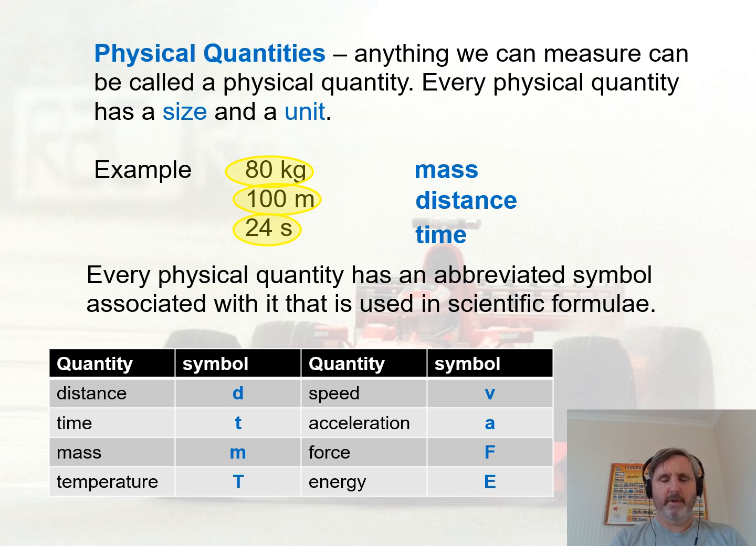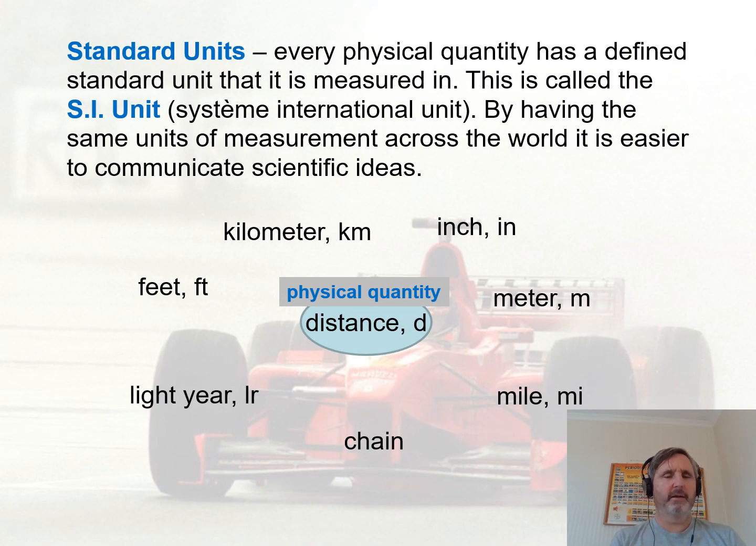Okay, the thing I want to talk about is what is the standard unit? Now at the bottom here, I've put down a physical quantity, distance. Its abbreviated symbol is next to it, D. We can measure different distances in lots of different ways. We can measure it using the imperial system. Now this is the system that countries that were in the old British Empire used to use up until about the 1970s.